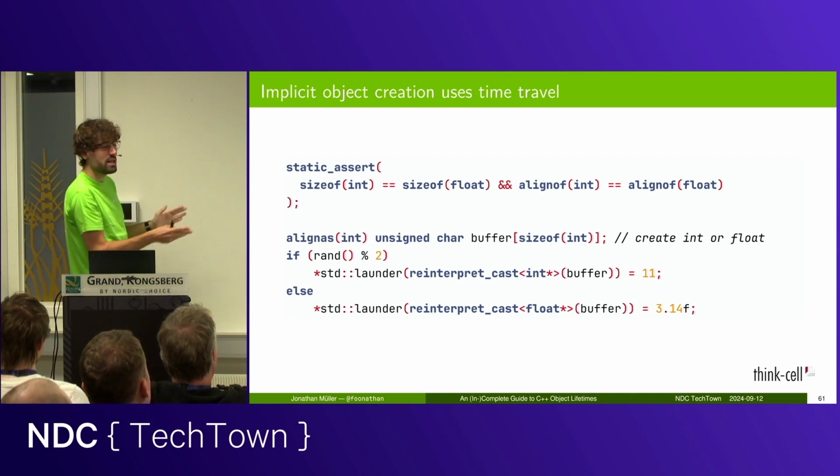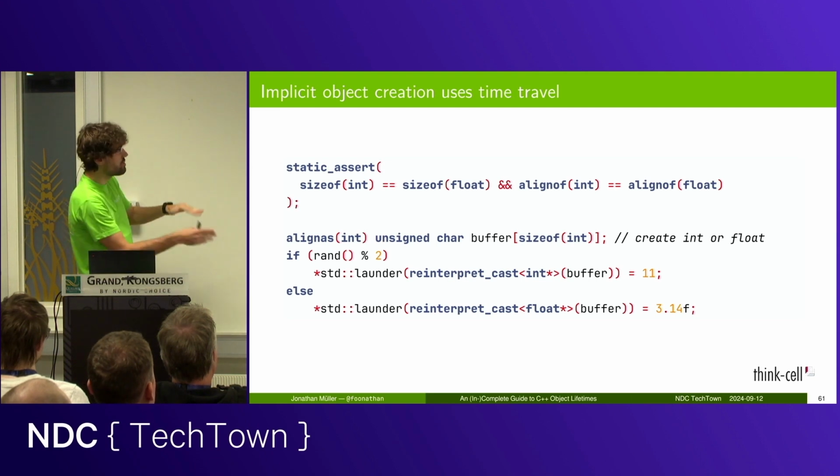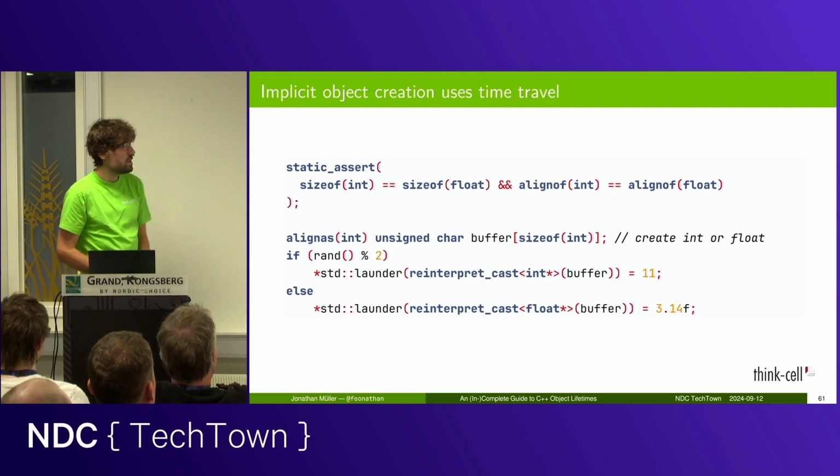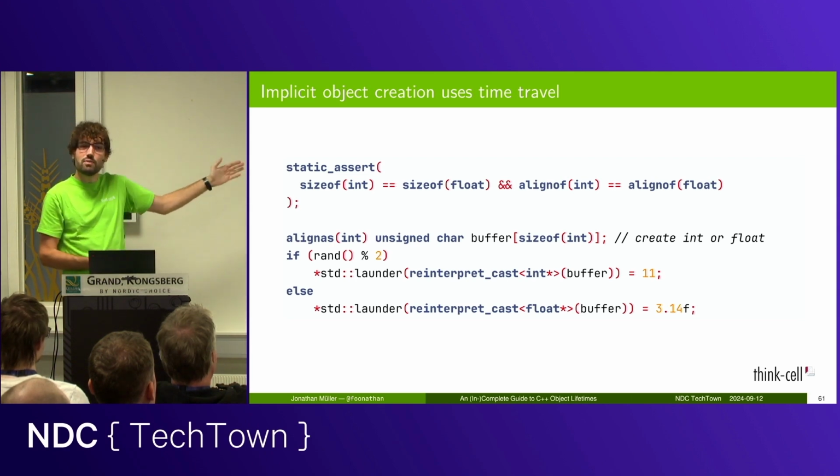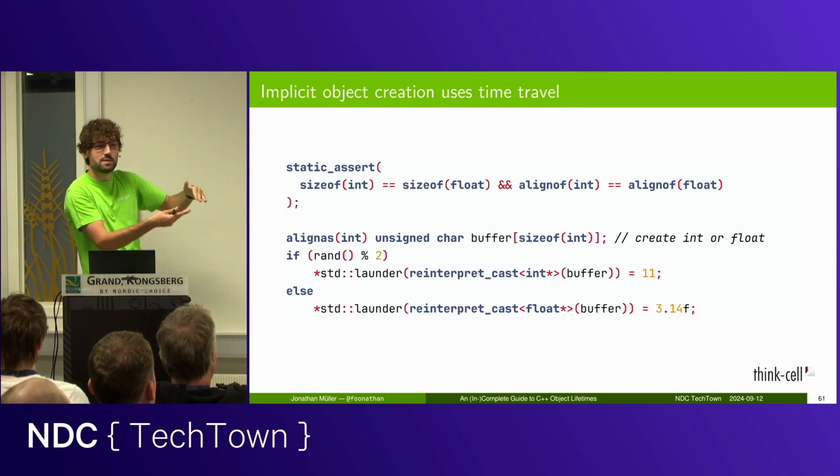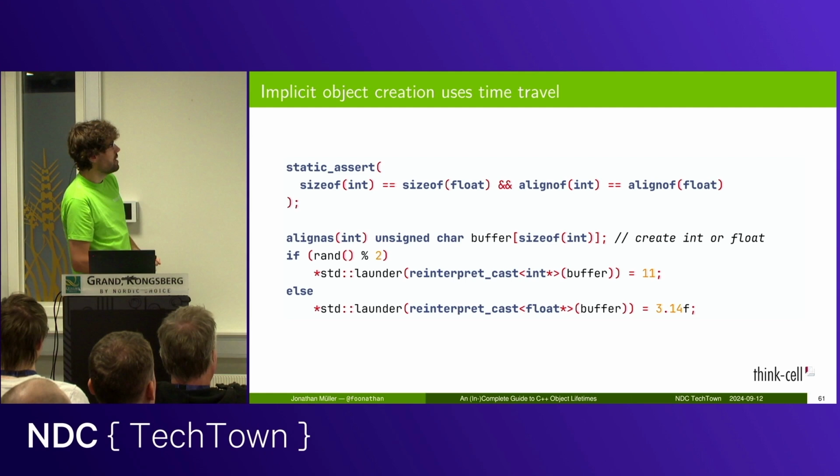Like, there's always now an int. There always has been an int. It just uses time travel to do that. Alternatively, you can see it like quantum dynamics: say the buffer contains both an int and a float, and then when you observe it, it collapses and creates either an int or a float.